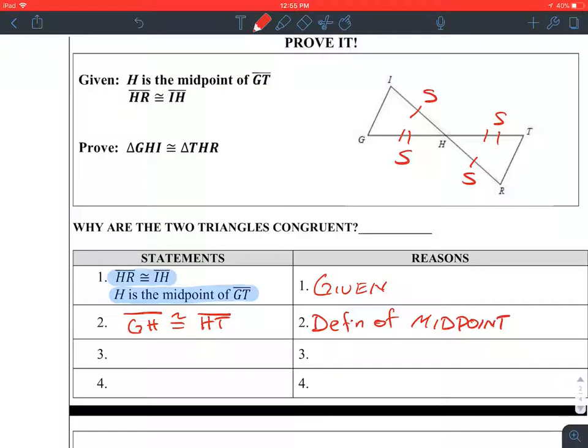To finish this off, we have to know the third sides are the same, or we have to know that these two angles here are congruent. And we do know that these two angles here are congruent. We know that because they are vertical angles. Angle IHG is congruent to angle THR. That's the vertical angles theorem.